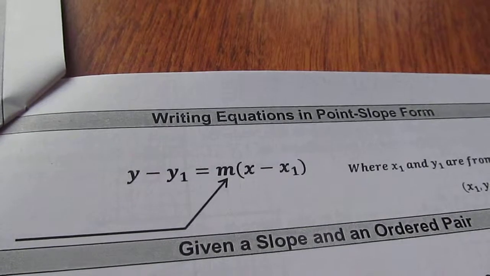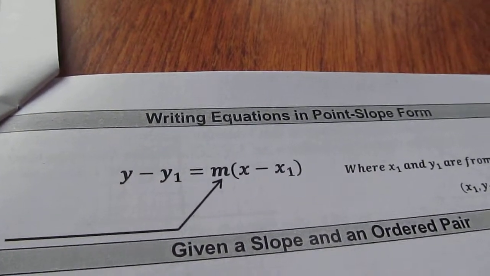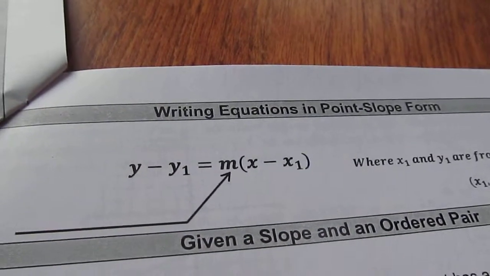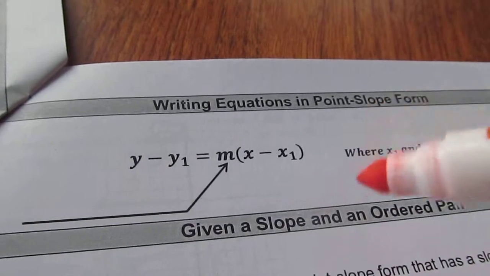All right, our notes for today. Writing equations of lines in point-slope form. This is a new one. We've done slope-intercept form, or the mx plus b form. Now we're going to add a new one to your repertoire of equations.